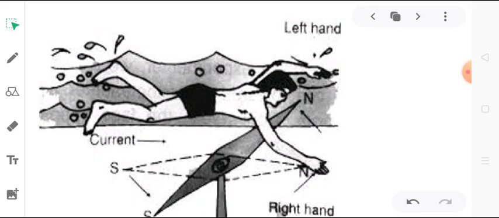This picture helps you to understand the direction of the different physical quantities. So you can see that the current is entering from his feet. He is swimming over the magnetic compass, and the north pole is getting deflected towards his left hand, that is towards west.